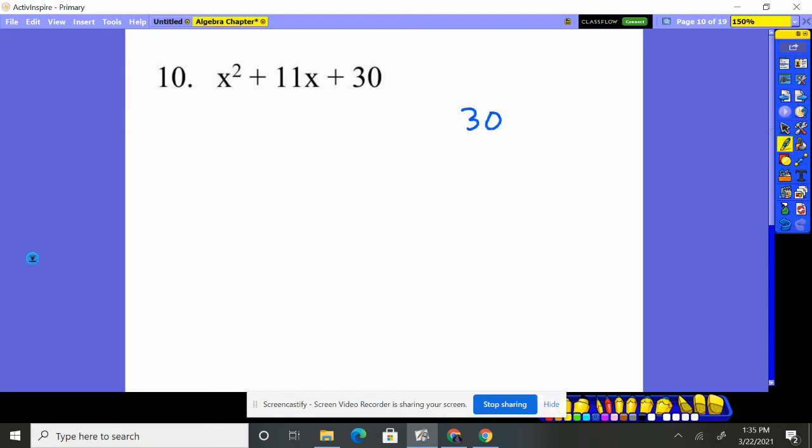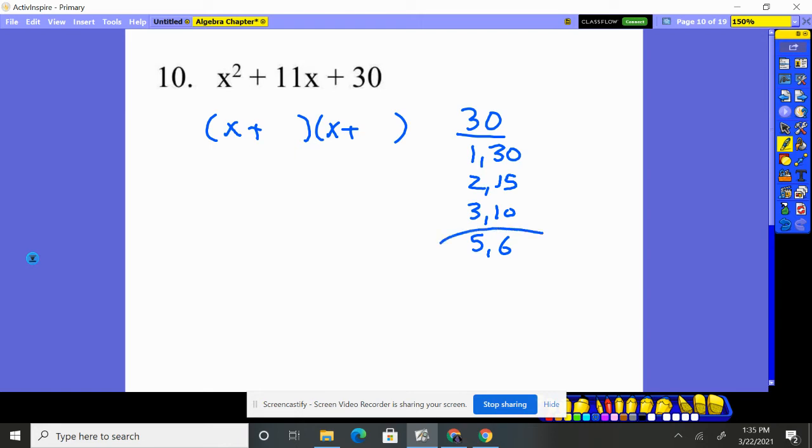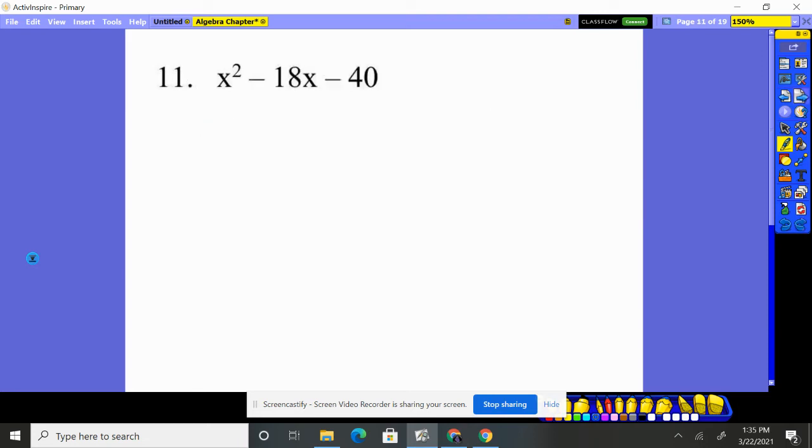Number 10, all right. Nice and easy problem because everything's addition. So it's just x plus somebody and x plus somebody. 30, I got 1 times 30, 2 times 15, 3 times 10, 4 times nothing, 5 times 6. Who's going to add up to give me 11? That's my 5 and 6. So boom, I'm done. There it is. x plus 5 times x plus 6.